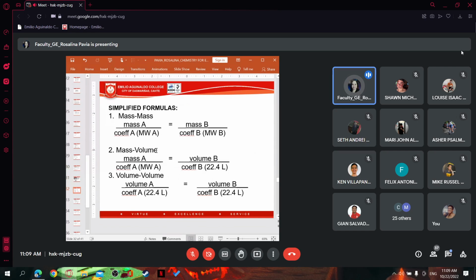Okay, for mass-volume relationship: mass A over coefficient A times molecular weight or molar mass A equals volume B, parang yung sinolve natin sa hydrogen, over coefficient B times 22.4 liters. Okay? So, may formula 2 na tayo.